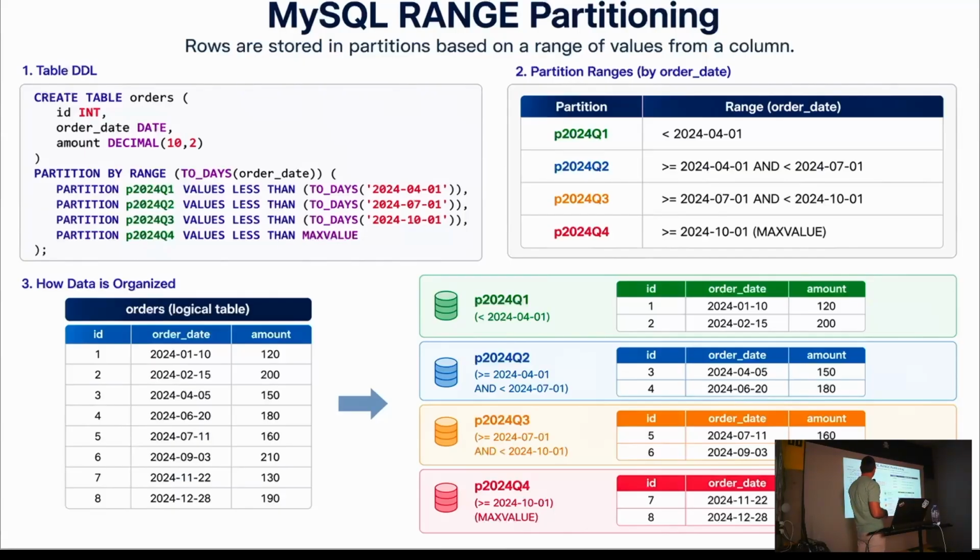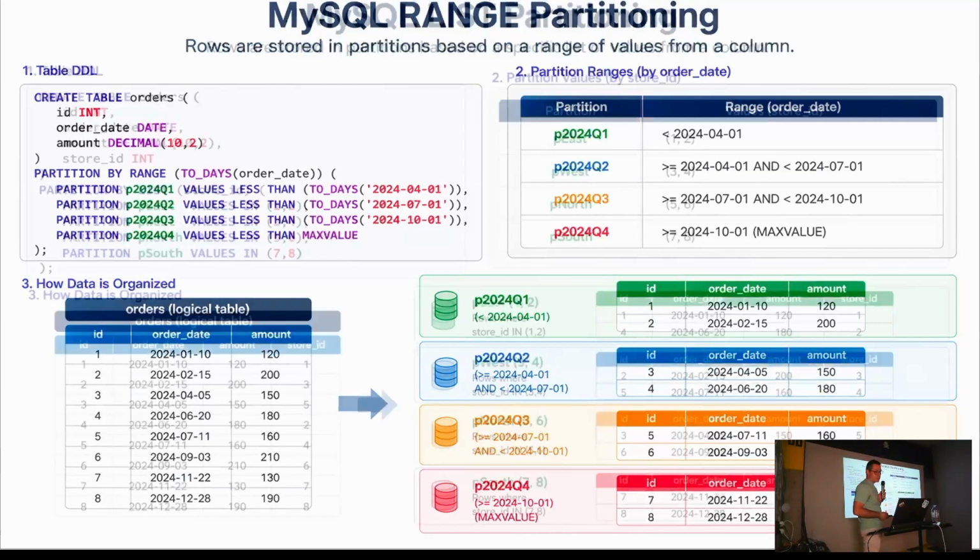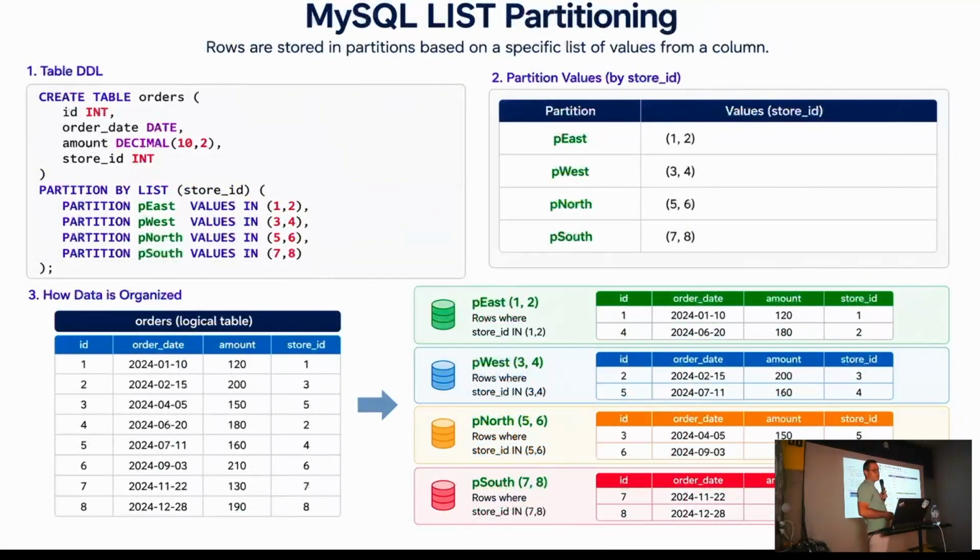So here we have presented how the existing records are going to be placed into different partitions on the other side. The next partitioning type is list partitioning. Similar to the previous one, but we are not defining ranges. We are defining fixed values. So a list of values that we want to define our partition for.